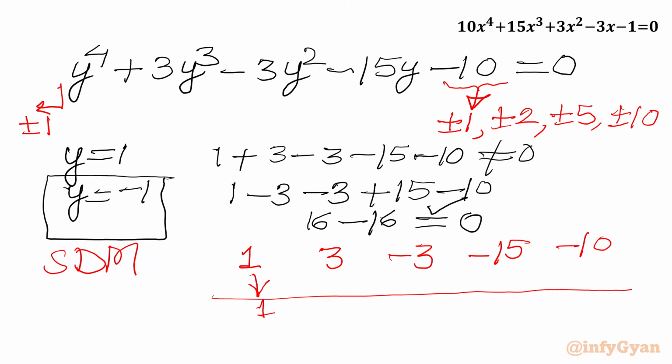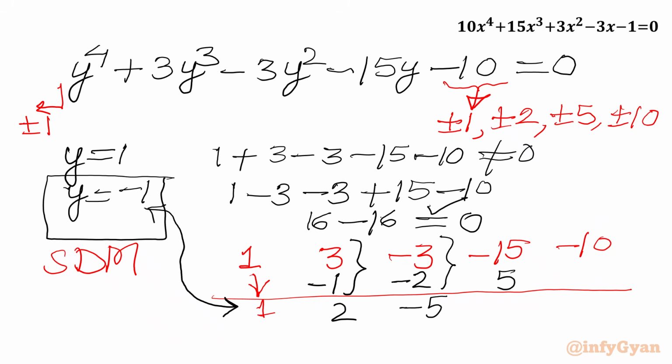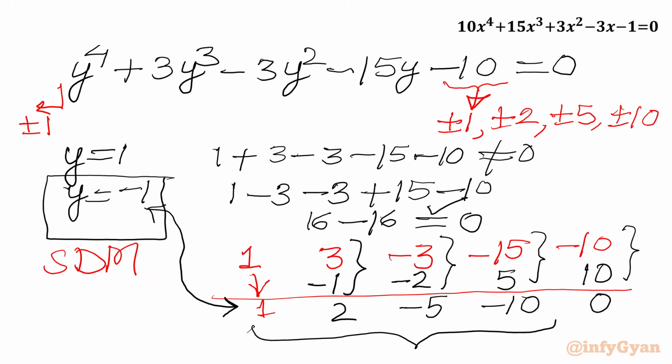Now we will multiply the base solution minus 1 with the leading coefficient 1. Minus 1 times 1, the product is minus 1. We'll write it over here. We have to add these two numbers. We will get 2. Again minus 1 times 2, minus 2. Addition of these two will give us minus 5. Minus 1 times minus 5 is plus 5. We'll add these two and get minus 10. Minus 1 times minus 10 is plus 10. By adding these two, we will get 0. So these are the coefficients for the cubic equation.